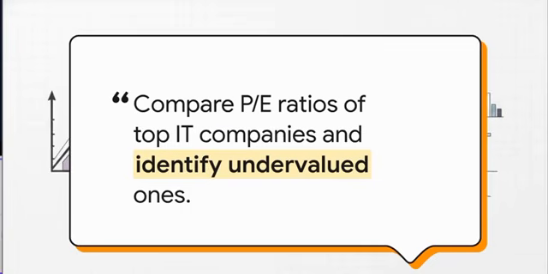For example, you can just tell your AI copilot, compare PE ratios of top IT companies in India and identify the undervalued ones. The AI instantly isolates the outliers and flags the mismatches. That saves you hours of manual labor, letting you focus purely on pulling the trigger on high-level decisions.